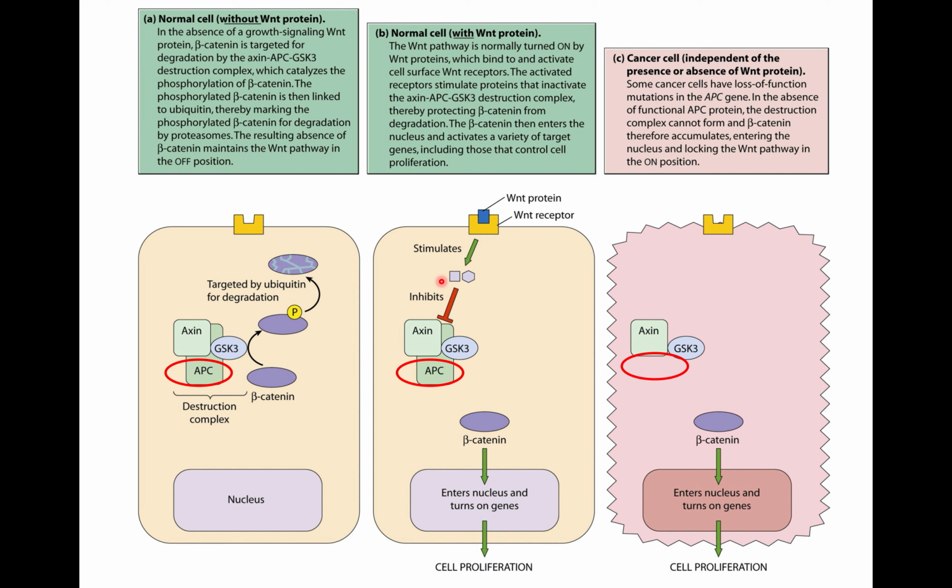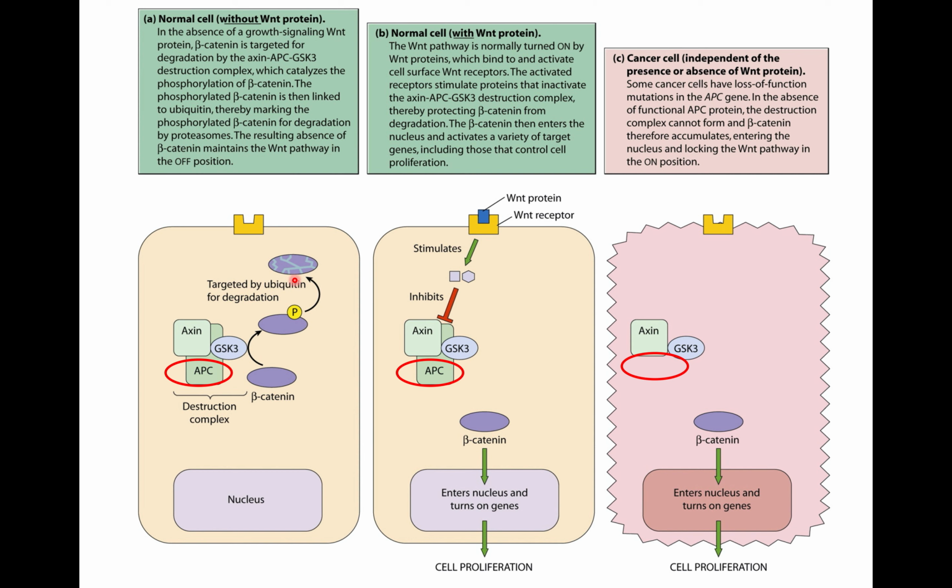Okay, so what does APC do? Well, it's part of this Wnt signaling pathway, and it is a member of what's called a destruction complex. It's a protein complex that will target this transcription factor called beta-catenin for ubiquitin-mediated degradation. So basically, this complex, APC, is trashing this transcription factor, beta-catenin. And normally, this would be the default state if the cell is not receiving any of this Wnt signal.